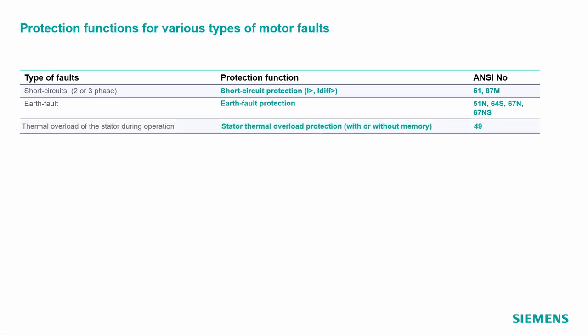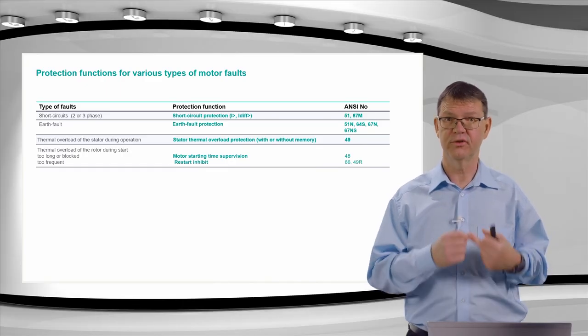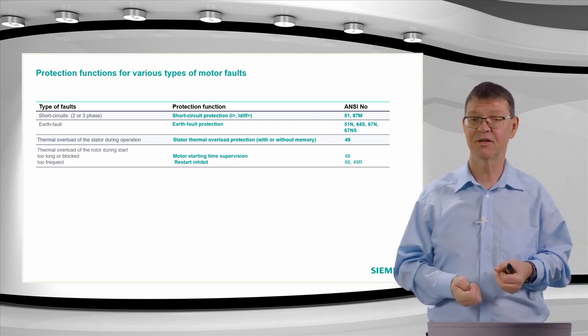Thermal overload of the stator. This is mainly a problem during normal operation. So the normal operation stresses the stator. The startup stresses the rotor of the motor more. And here we have a dedicated function, and we will talk about this function later. Then for the rotor as such, we can have different problems. The one is the start is too long because the load is too big or the voltage on the motor is too low, and this is a thermal function against a too long start of the motor. The second problem can be that the startup is too frequent in a certain time range. For this we have another function, the restart inhibit function.